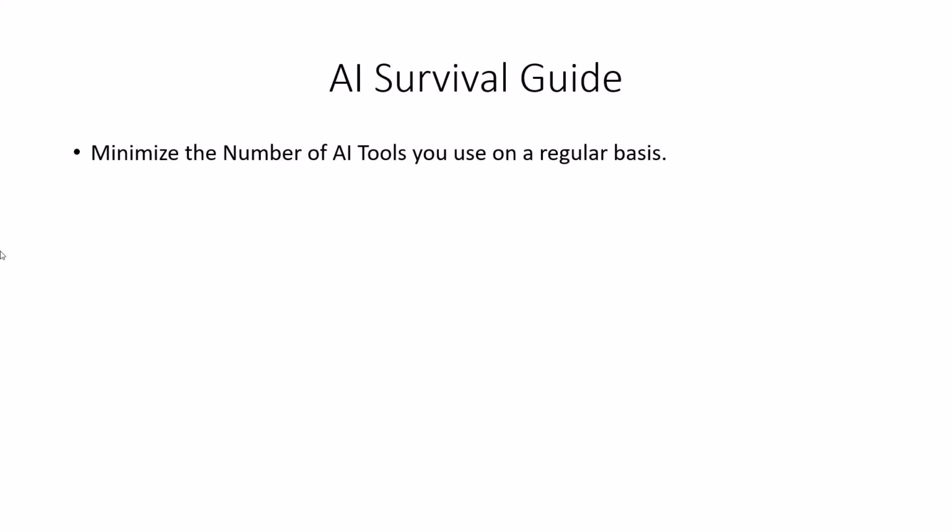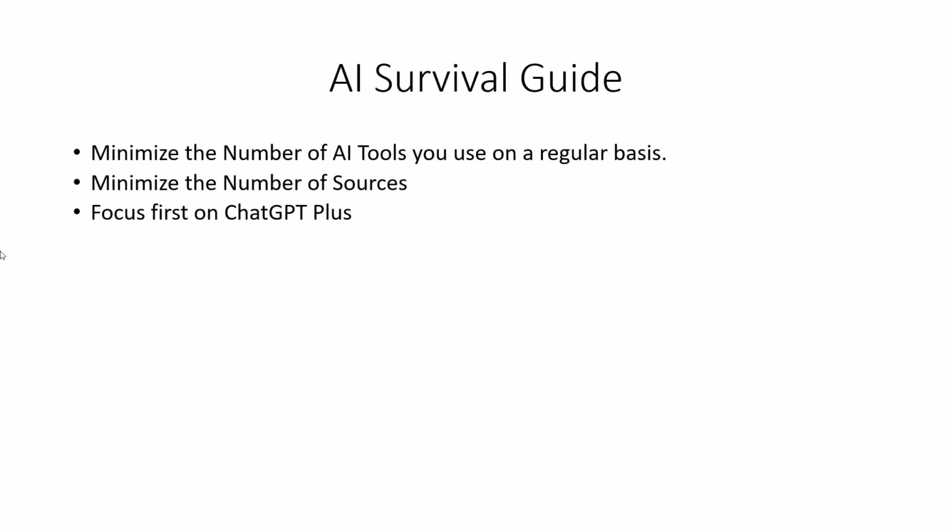Whether you're an information marketer or a marketer of your product or service, if you're going to use AI, you want to be aware of just the minimum number of tools you need in order to be effective. You want to minimize the number of sources you are generating that AI from. I suggest you focus first on ChatGPT Plus. It's not that ChatGPT Plus is going to be perfect. It's a paid subscription that you have to pay for monthly.